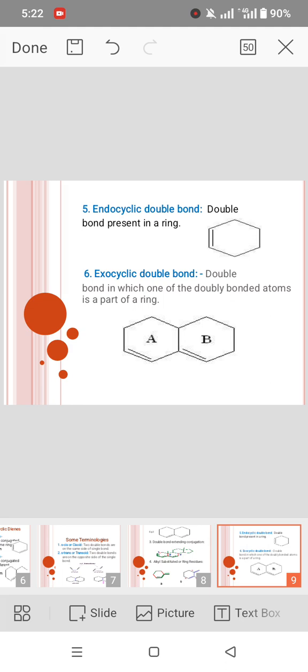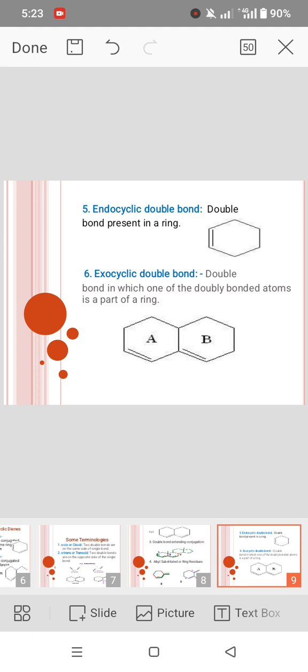Okay, now we are going to talk about the next terminology that affects the lambda max of the dienes, which is about the endocyclic double bonds. What type of bonds are called endocyclic double bonds? The double bonds present in a ring, that is, those double bonds which are present inside the ring, are called endocyclic double bonds. You can see in the example there is a ring containing the double bond inside the ring. Such compounds have an endocyclic double bond, not a diene. I'm talking about just the endocyclic double bond.